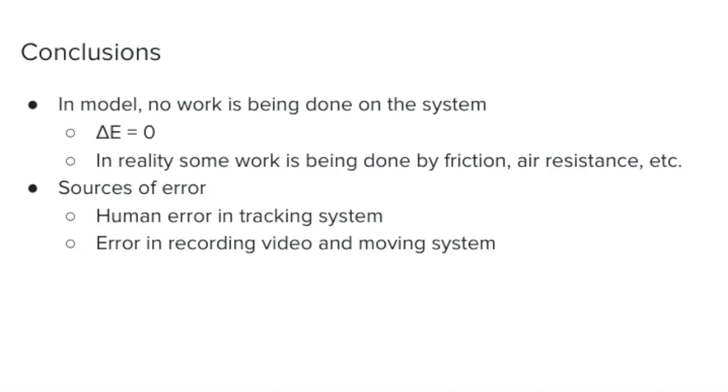I'm sorry about that. A few short conclusions. In the model, we can see that no work is being done in the system, which is why you can see that the change in energy of the system is equal to 0, and why we have a horizontal line across the graph. But in reality, some work is really being done by friction or air resistance, or really any other forces in the surroundings, which is why you can see the decrease in amplitude comparing the model to the actual experiment in the system.